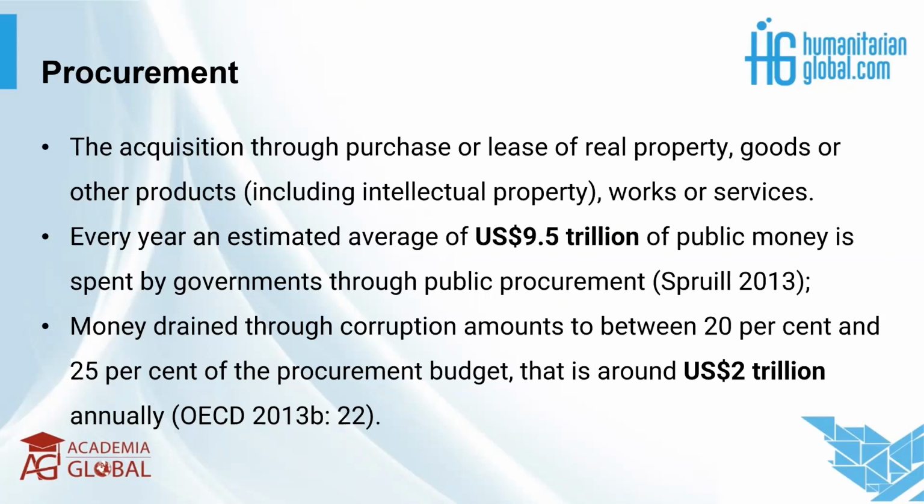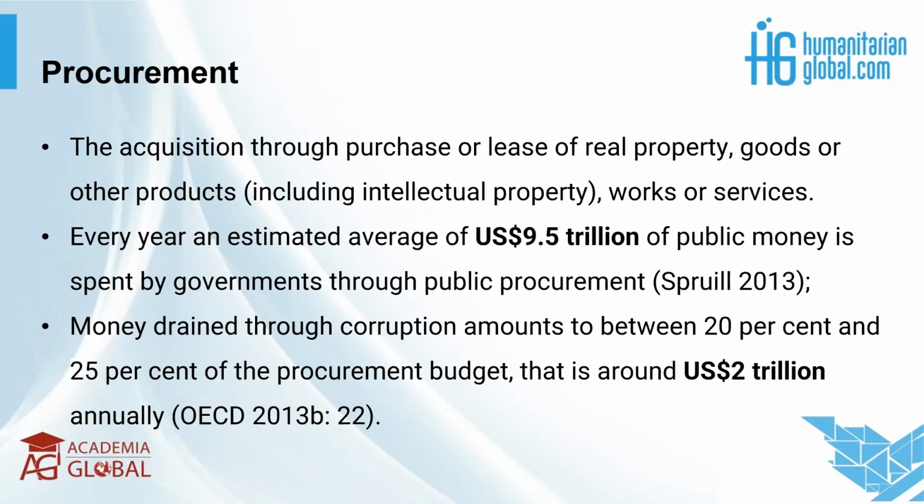According to Sproul data of 2013, it's estimated that in a year we spend an average of US dollars 9.5 trillion of public money in public procurement. Therefore, procurement is not just going to a shop and buying. It's a whole process. There is a lot of money invested in procurement as a function in our supply chain. And if we spend around 9.5 trillion in buying just in governments, that's a lot of money.